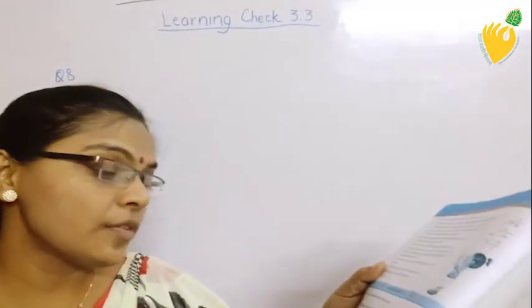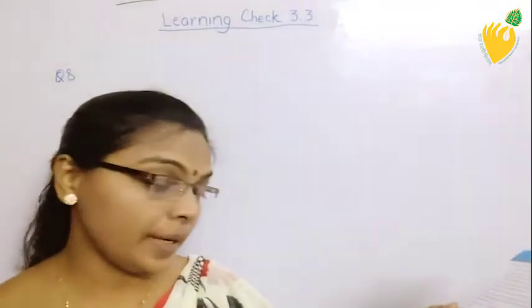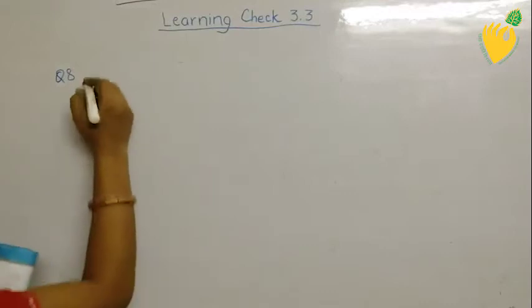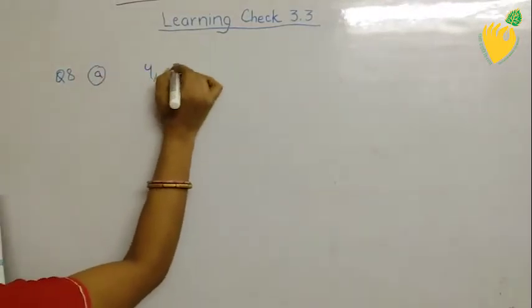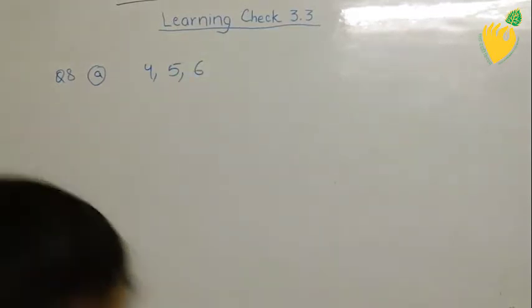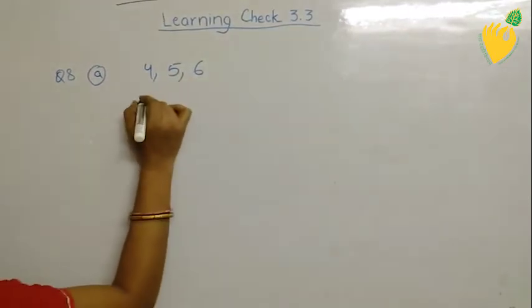Question number 8 is, students, which of these triplets form a Pythagorean triplet? Question number 8a. 4, 5 and 6. First of all, we will write our triplet.